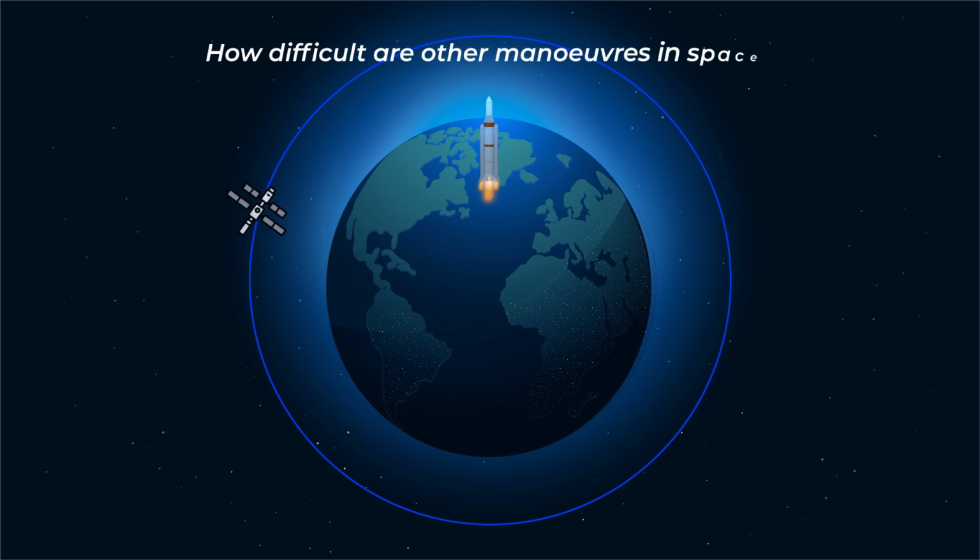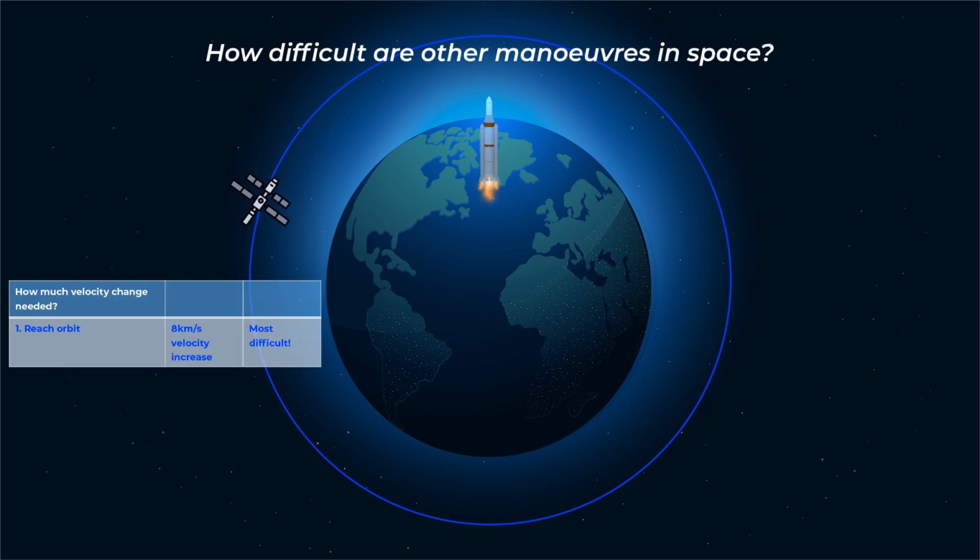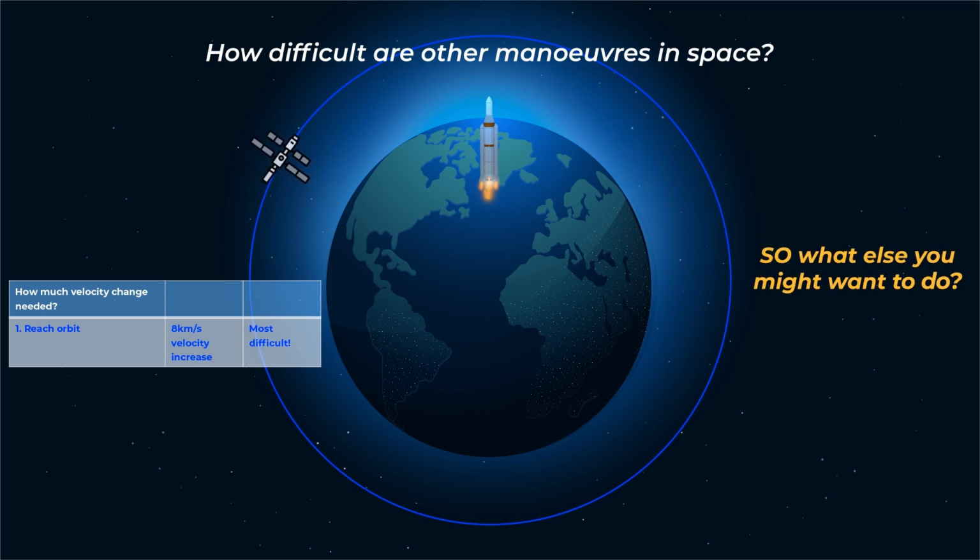Okay, so that was pretty hard. Getting into orbit is hard, and the rocket designer can't change much to make things easier. Fortunately, getting into orbit from the Earth is actually the most difficult manoeuvre you might need to do in space. There are other things you might want to do that are easier.